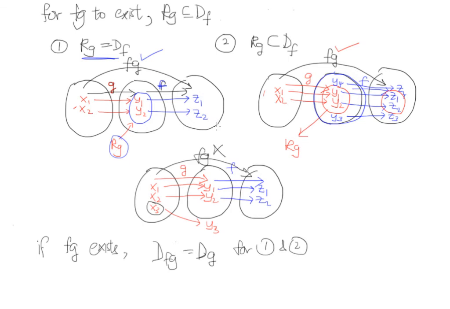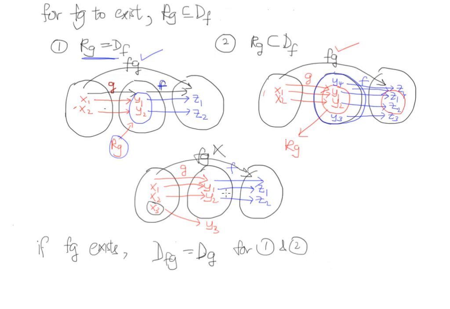Why is this so again? Because if fg were to exist, whatever numbers you can actually put inside fg must come from somewhere, and those numbers are actually x1, x2. So these numbers x1, x2 are simply the domain of g. Whatever you can put inside this fg comes from the g. Similarly, in case 2 it comes from the g, which is why this is always true for either case. So as long as the fg exists, this will be true.